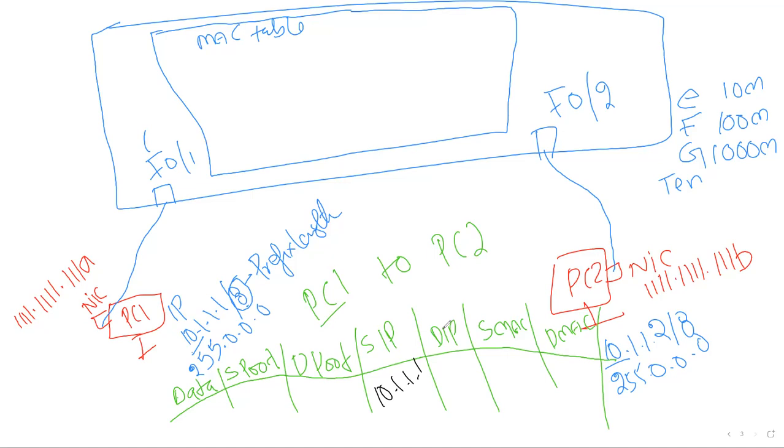The destination IP, which is 10.1.1.2, is given by the user or the admin. Then it needs to mention the source MAC address, which is 111.111.111.111.8. Now it needs to mention the destination MAC address.